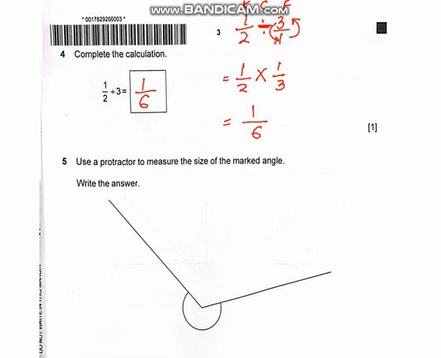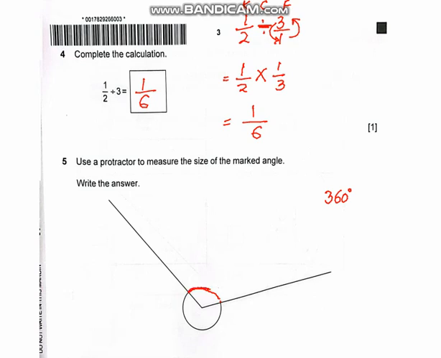Now use a protractor to measure the size of the marked angle. Write the answer. Now you know that this is your reflex angle right over here. So what you're gonna do over here, it's easy to do that. Your reflex angle will be of 360 degrees. So your one full turn will be equal to from here to here. It is 360 degrees.